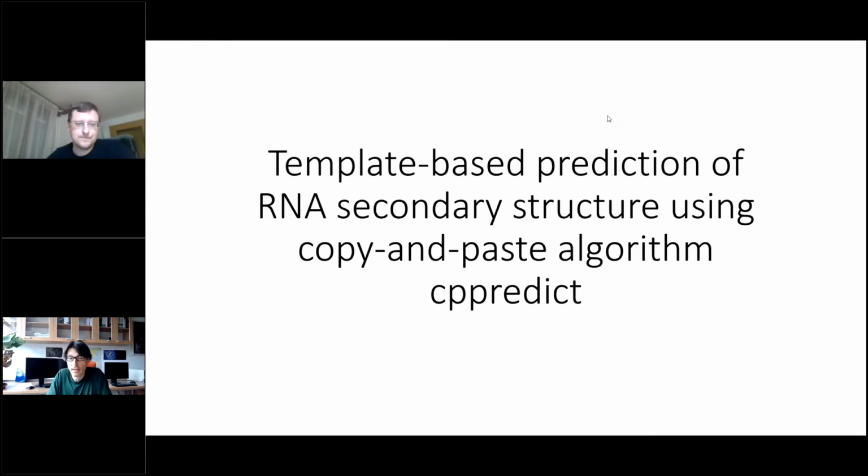Okay, so good morning, everybody. I'd like to add to the introduction that the main purpose of template-based prediction for RNA secondary structure is to use existing experimentally identified structures of RNA molecules to predict secondary structures of RNA molecules without known structure.